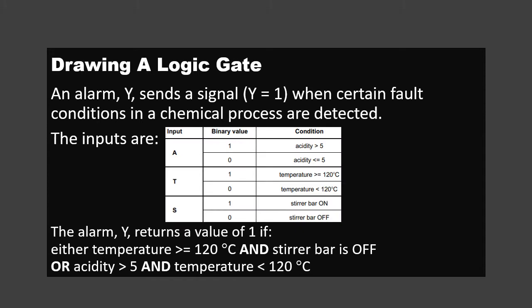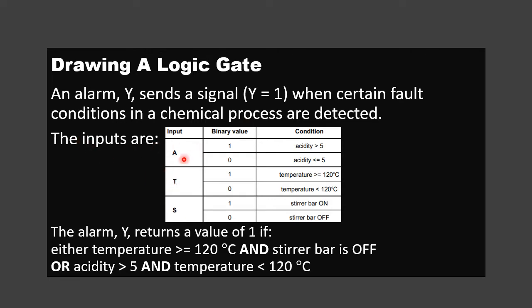I hope by now you have a notebook with you so that we may try to design a logic circuit and thereby see how logic gates could be put into practical purpose. Now, let's look at this statement. An alarm Y sends a signal Y equal 1 when certain fault conditions in a chemical process are detected. Now, an alarm Y refers to a specific signal that is generated in a condition. So this is the output, and the input is the certain fault conditions, and we will look at that in the next table that follows.